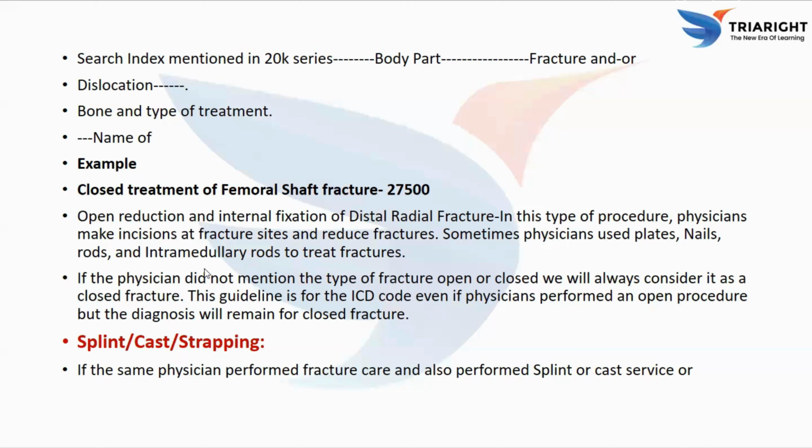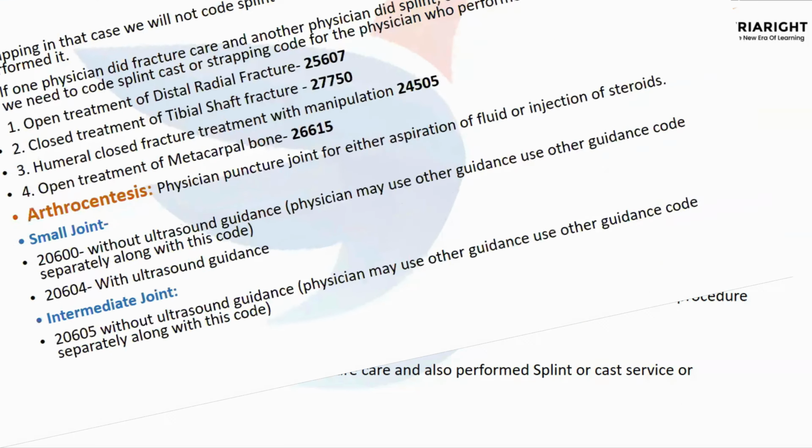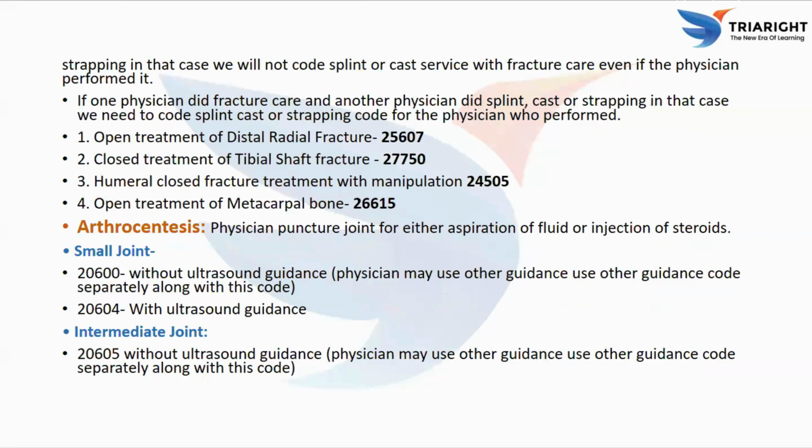And next is the splint, cast or strapping rule. If the same physician performs fracture care and applies a cast, splint or strapping, do not code the cast or splint separately, because fracture treatment codes include application, follow-up care and removal. So when can the cast or strapping be coded? When a different provider applies the cast, when no fracture care is provided.